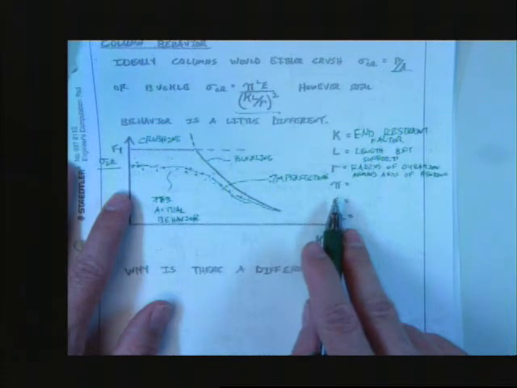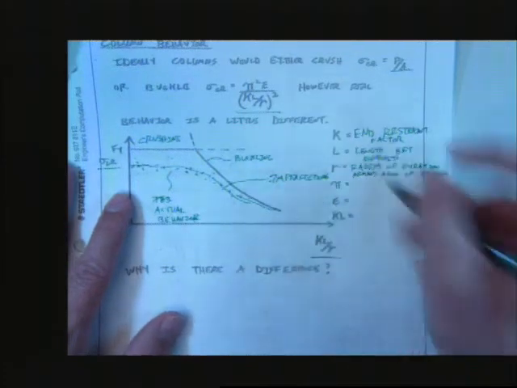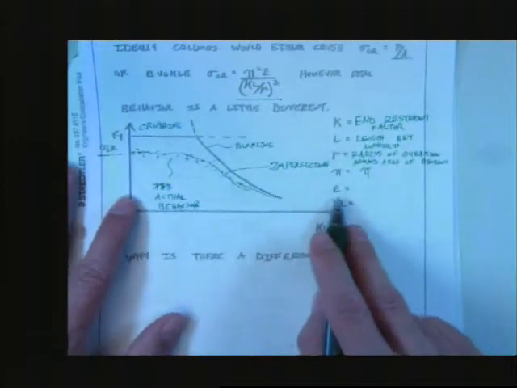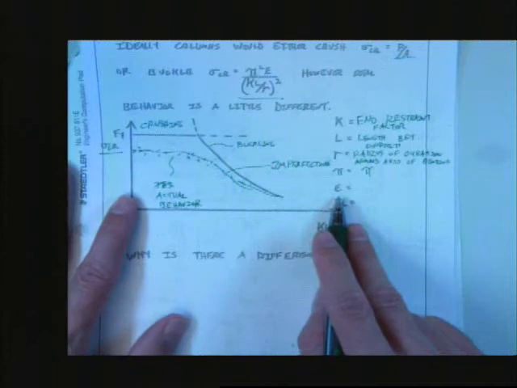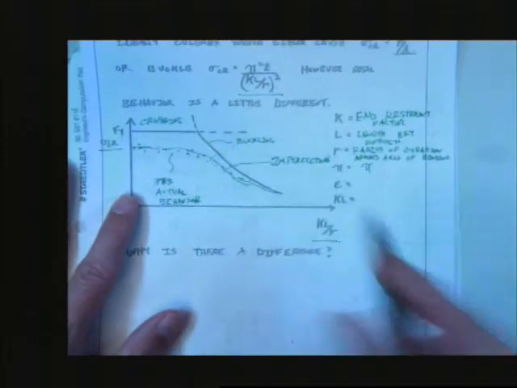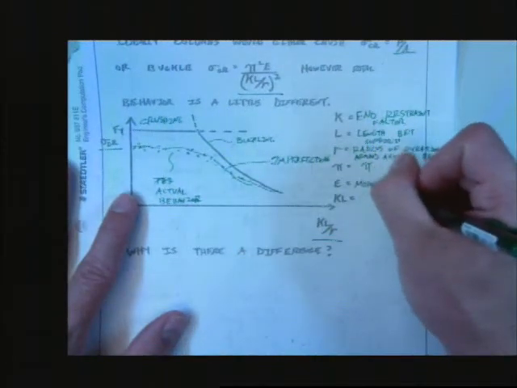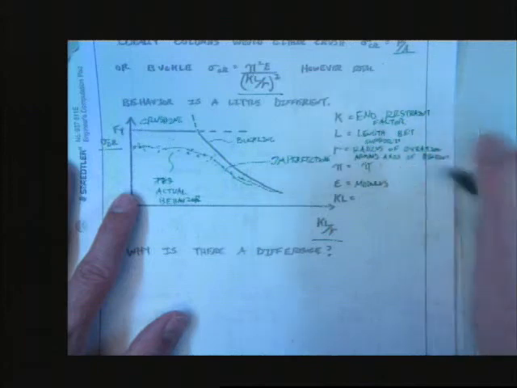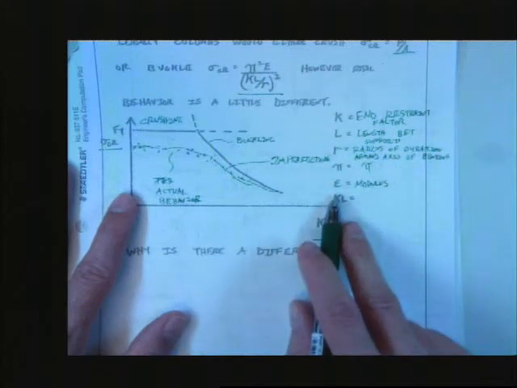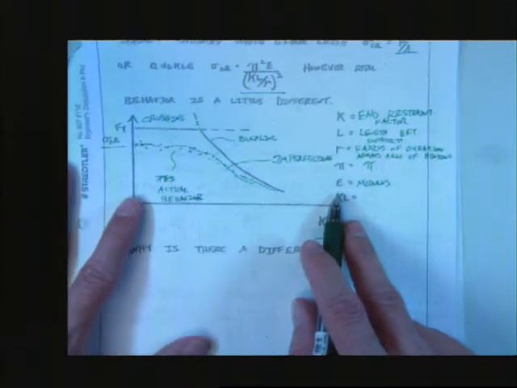3.14159808. It's pi. And what is E? Modulus. Is modulus still always constant? Theoretically.